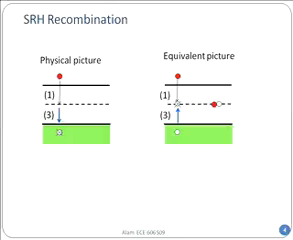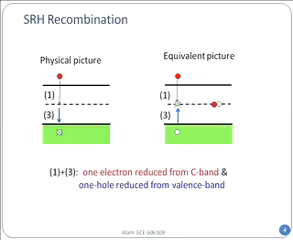Exactly the same process, right? As far as electron number and hole number are concerned, it is exactly the same process. Now, what about the other process, 2 and 4? Let's think about that. Remember what happened in 2 and 4? One electron jumped up from the valence band to the trap and then eventually from the trap to the conduction band.